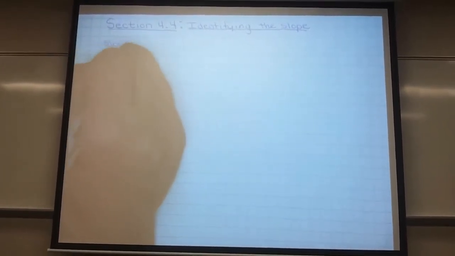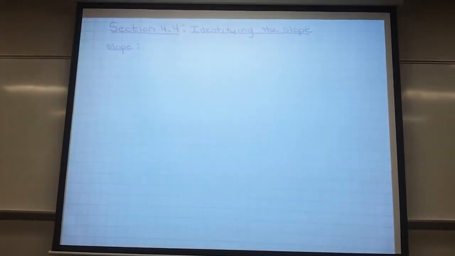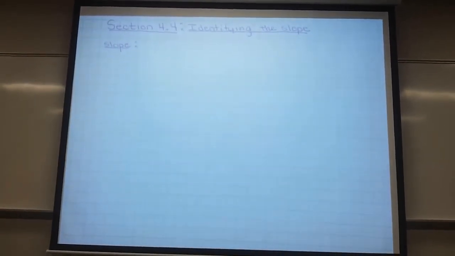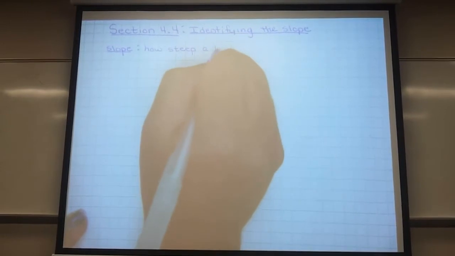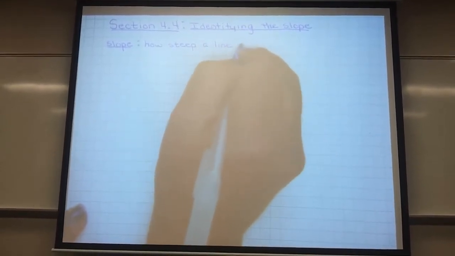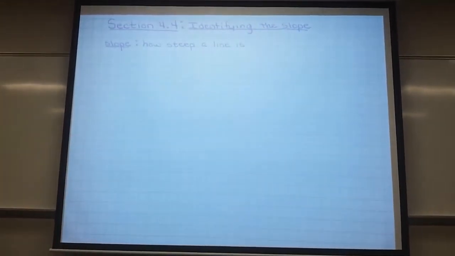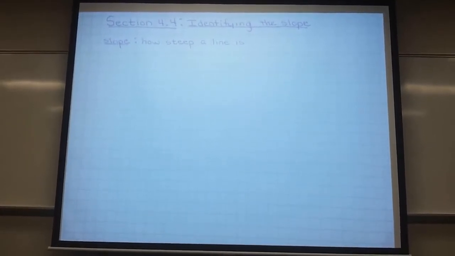The slope. Lots of definitions for slope. For me, it's just how steep a line is. How steep a line is. There are lots of different ways to identify a slope.